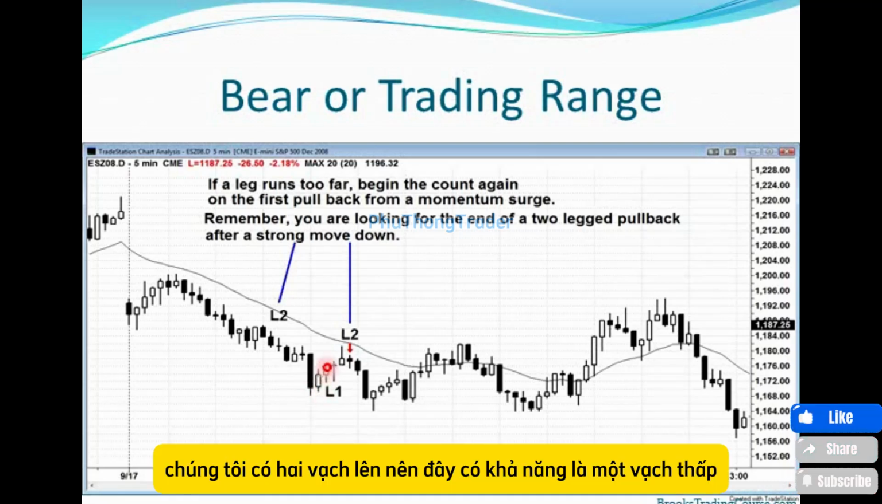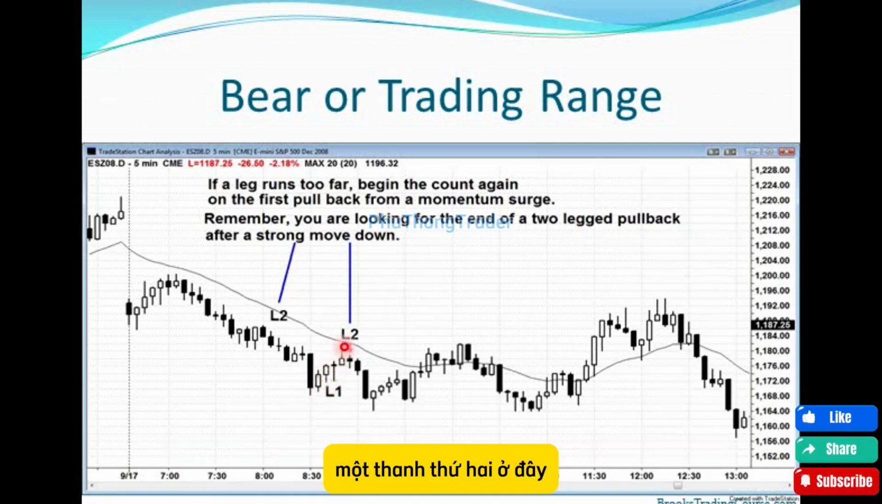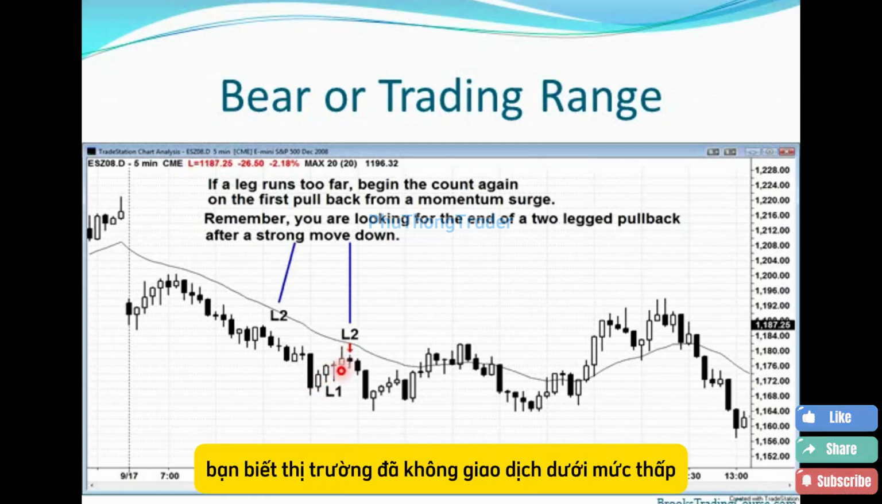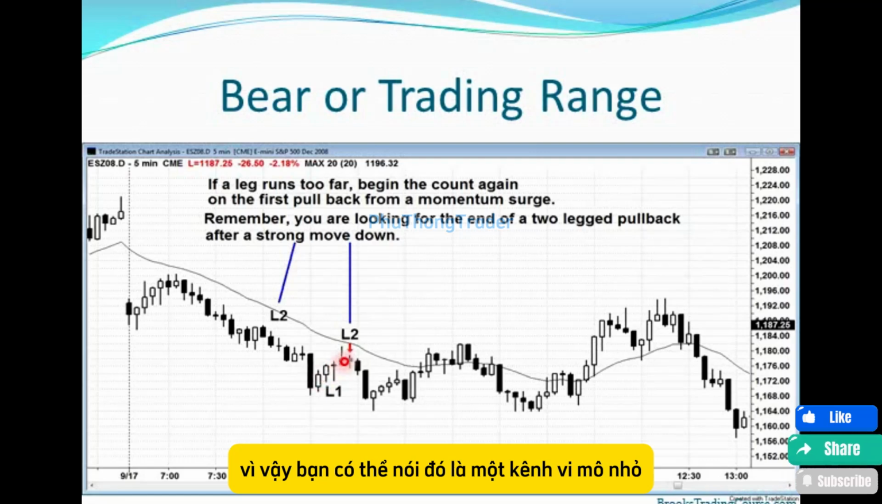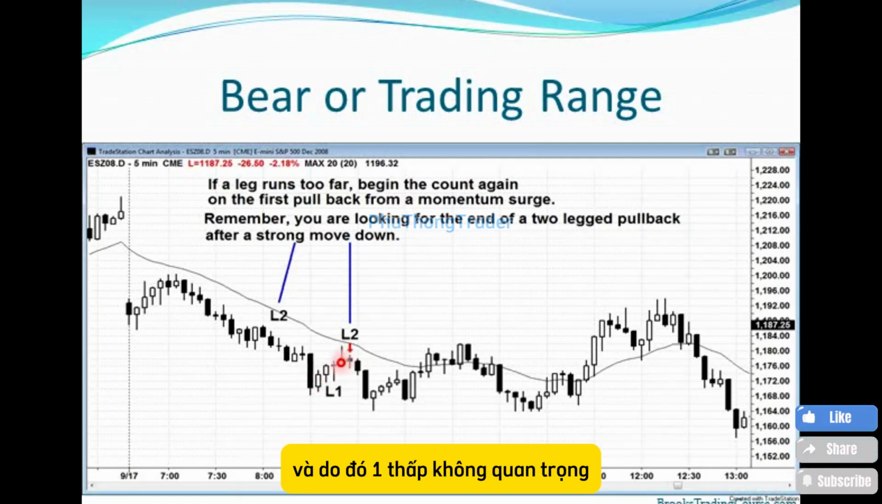We have 2 bars up, so this is potentially a low 1. A second bar up over here, potentially a low 2. You could call it a low 1 as well. No pullback. The market did not trade below the low of the prior bar, so you could say it's a small bull micro channel and therefore a low 1.